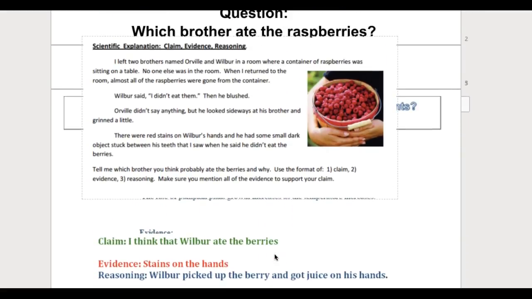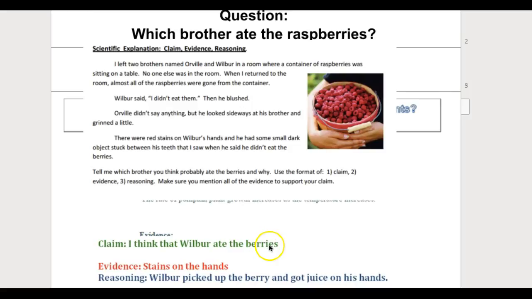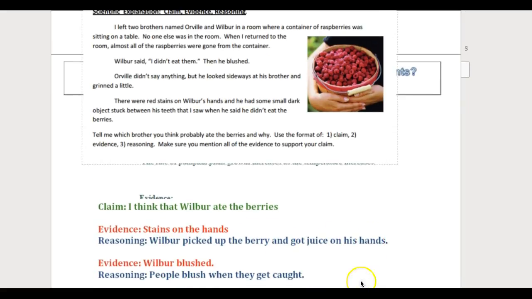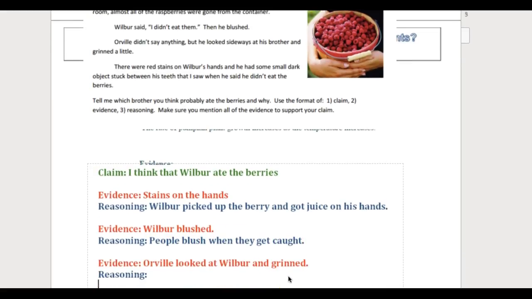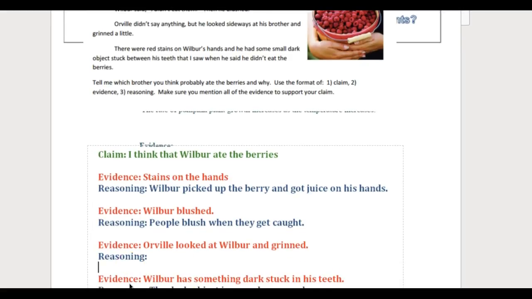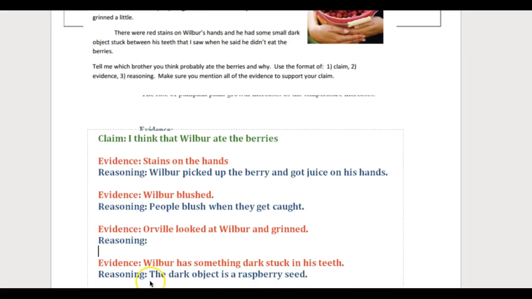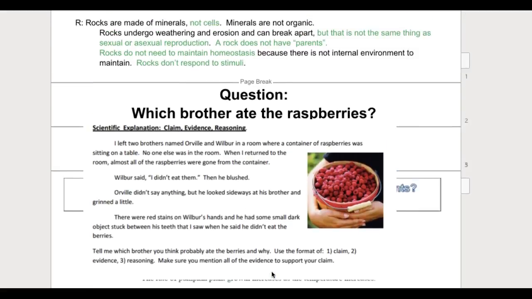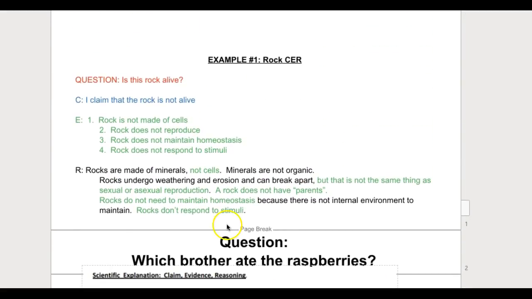Claim: I think that Wilbur ate the berries. Evidence: stains on the hands. And your reasoning: Wilbur picked up the berry when he got juice on his hands. Evidence: Wilbur blushed. People blush when they get caught. Orville looked at Wilbur and grinned, and Wilbur had some dark stuff in his teeth. The dark object was a raspberry seed. So those are some examples for CERs.